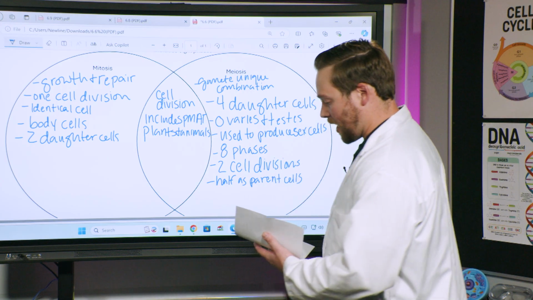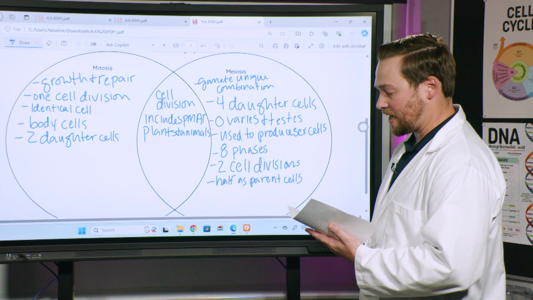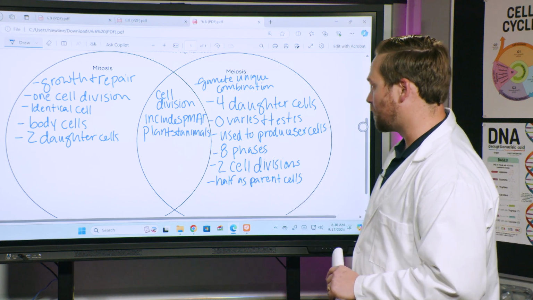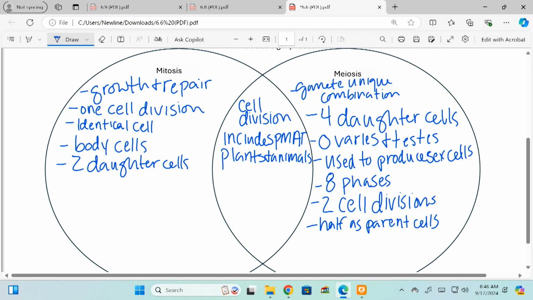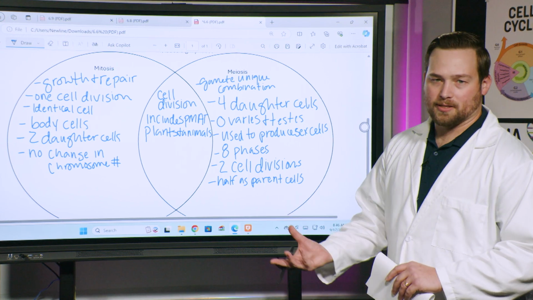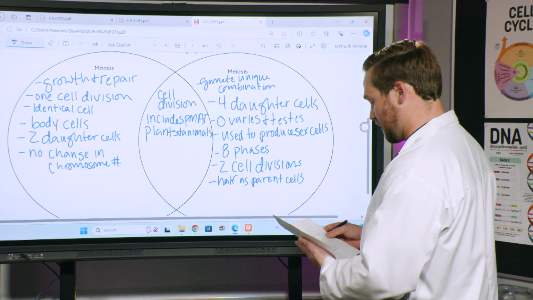All right, y'all are doing great. Let's get through this. The next one says no change in chromosome number. That's going to be mitosis. No change in chromosome number. The daughter cells are identical to the parent cells there.